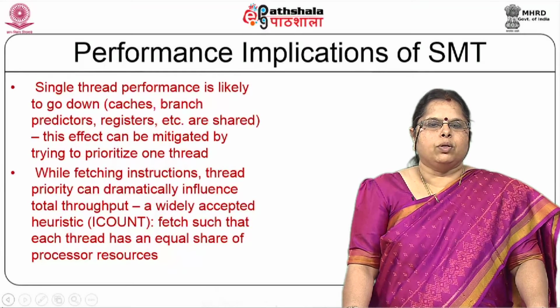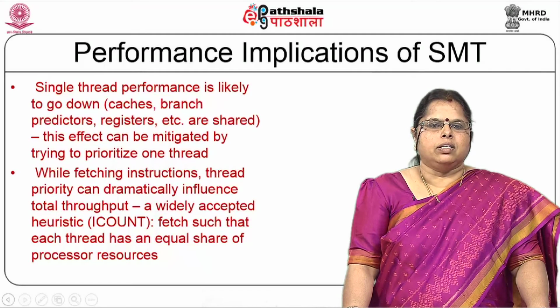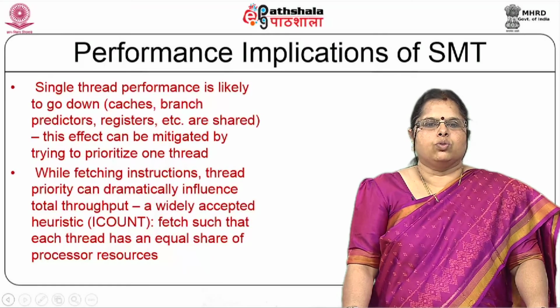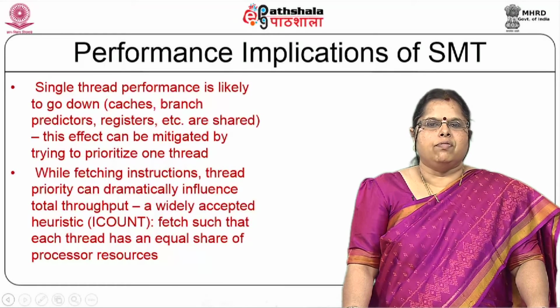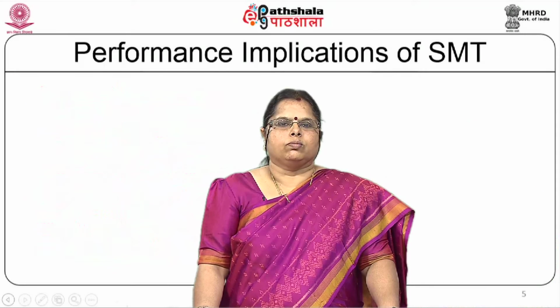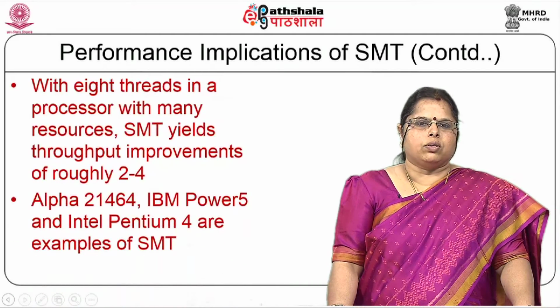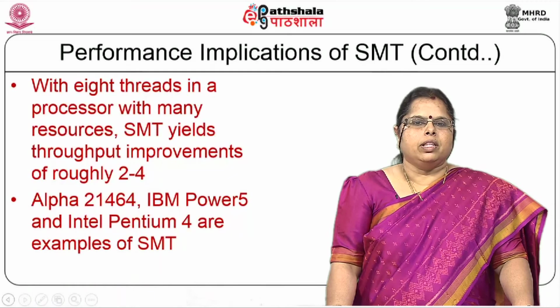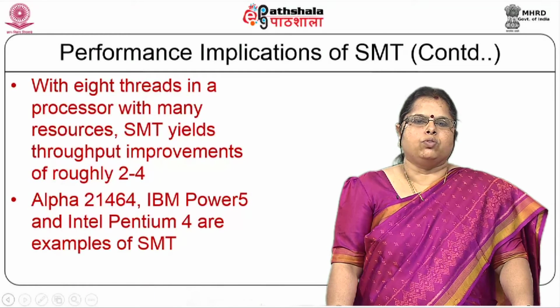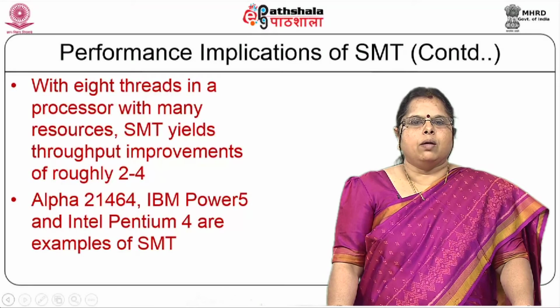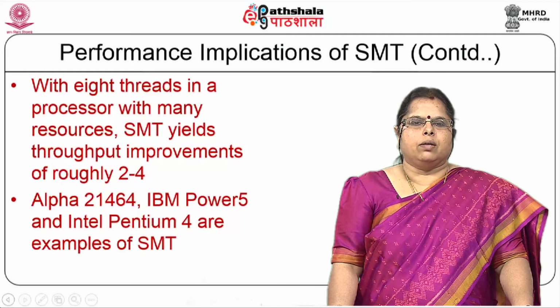A widely accepted heuristic is called the I count, which will fetch such that each thread has an equal share of processor resources, but you will still find that the single thread performance will probably go down. So, even with 8 threads in a processor with many resources, we will find that SMT yields only throughput improvements of roughly 2 to 4. Example architectures that have used SMT are the Alpha 21464, the IBM Power 5 and the Intel Pentium 4.